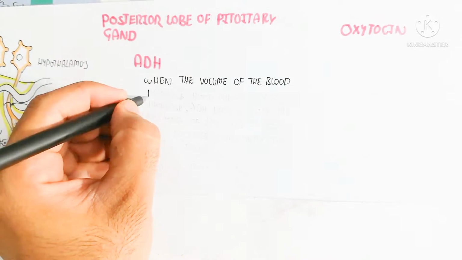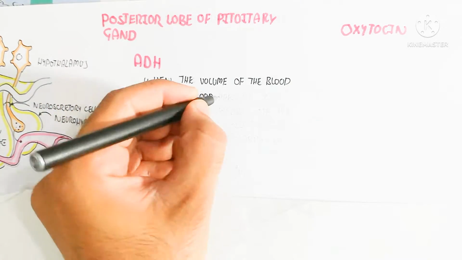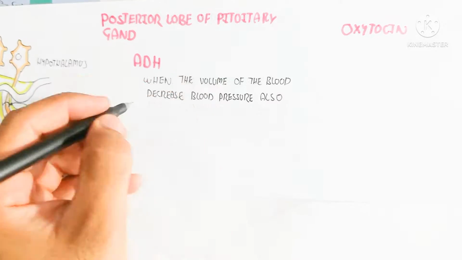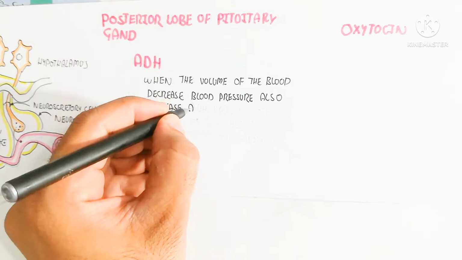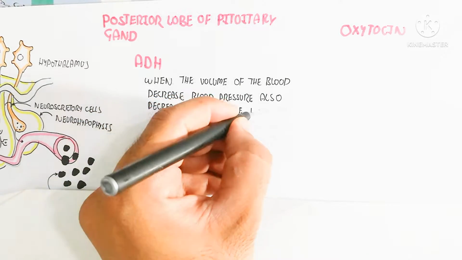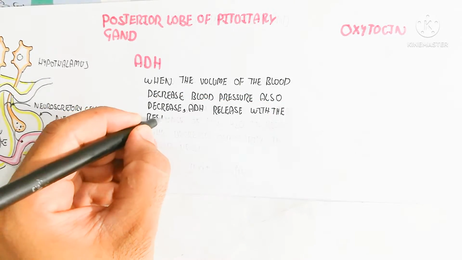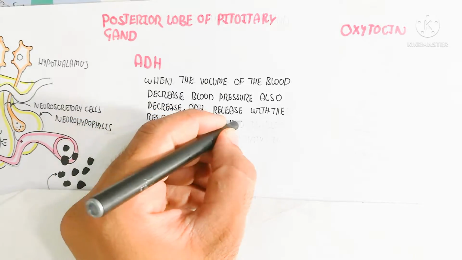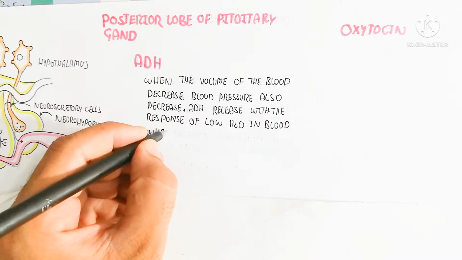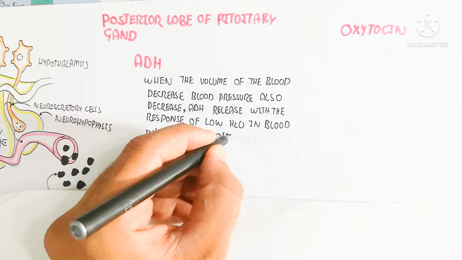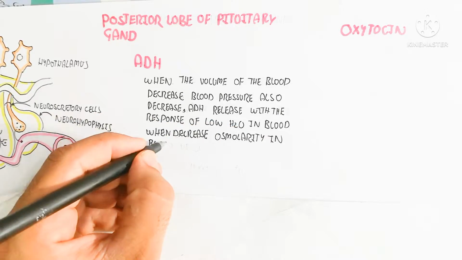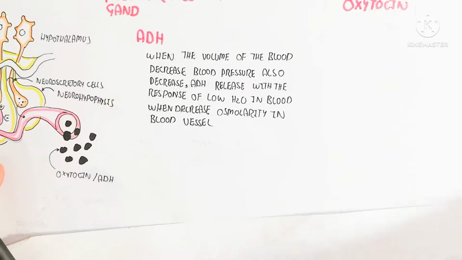So let's understand the antidiuretic hormone. When the volume of the blood decreases, blood pressure also decreases, because of the decrease of water. Antidiuretic hormone is released in response to low water in the blood, when osmolarity in the blood vessel changes.